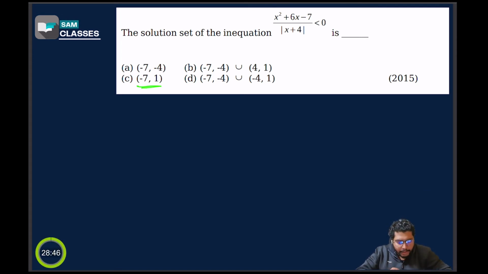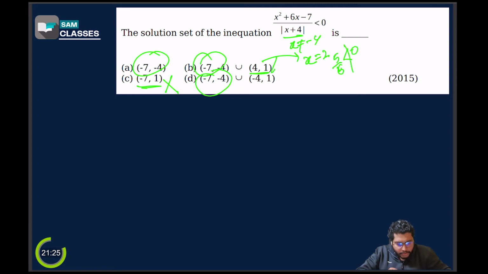Directly, I'll put x cannot be equal to minus 4, so this option is rejected. 30 seconds time is there. Now all these terms are common, so I'll check 1 to 4. Is it taking x equal to 2? If I put x equal to 2, what am I getting? 4 plus 8, 12 minus 7, so 5 by 6. That is not less than 0, so this also is not an option. So my answer is D.